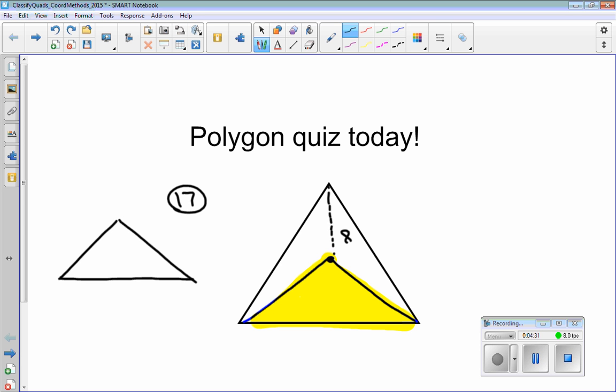I know that the area of the whole thing is 3 of these things, right? They're all congruent. So I have 3 times 1/2 base times height. You with me so far? There's 3 of those triangles. We've got to find the area of one of them.